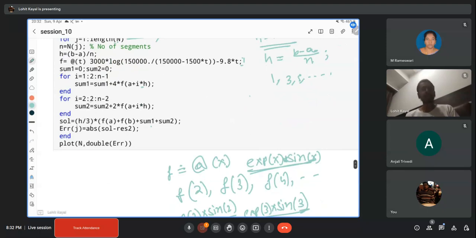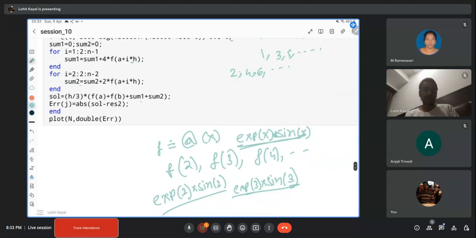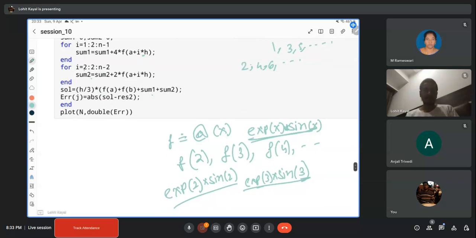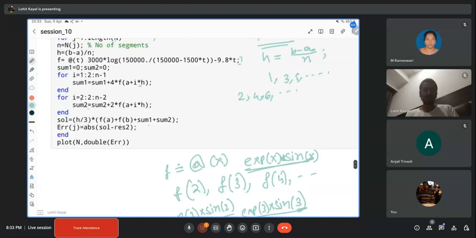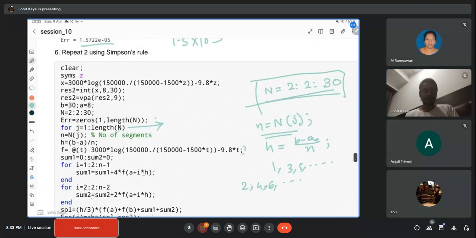And sum 2, this is for the even terms, that is 2, 4, 6, and so on, that is 2 colon 2 colon n minus 2. So sum 2 equal to sum 2 plus 2 into f of a plus ih. And here this is the solution, that is h over 3 times f a plus f b plus sum 1 plus sum 2, and this is the error. Remember that we have defined error as a vector.